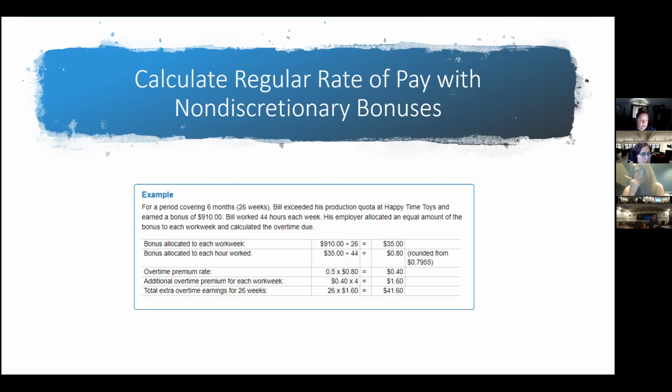So his overtime premium rate for the overtime worked from the bonus is 0.5 times that 80 cents or 0.4. So for each week, we're going to give him 0.4 times 4 hours of overtime each week. We're going to give him $1.60 for each week for overtime times 26 weeks, and we're going to get $41.60.